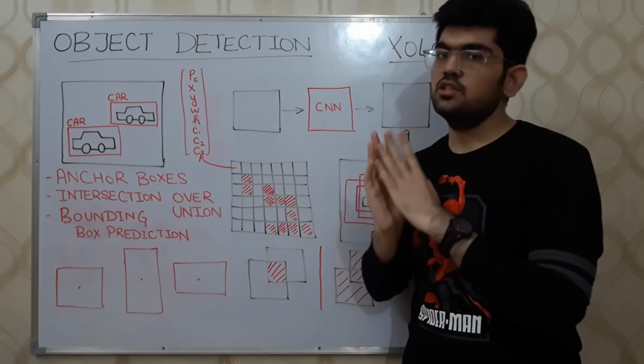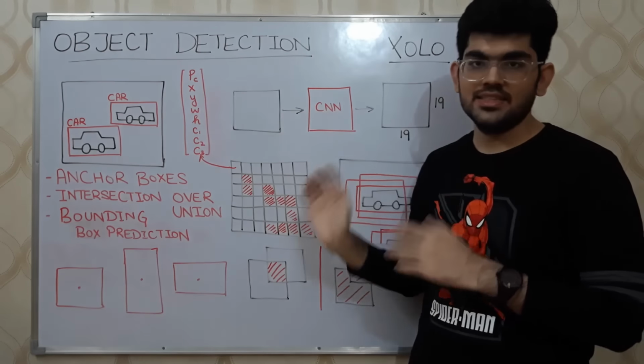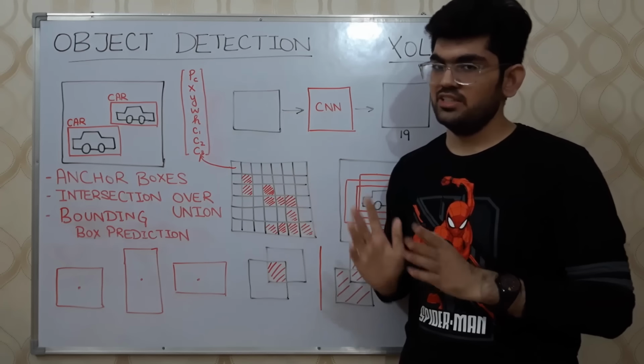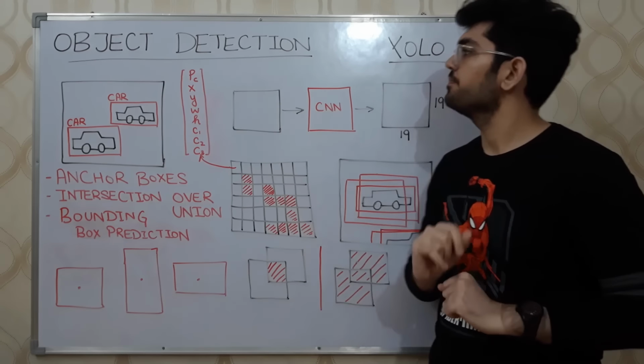If something interesting is not present in that cell, then the other values are just going to be undefined, or we are not going to consider them in the calculations as such. If we assume that PC is 1 and there is something interesting present in that cell, then X and Y are going to describe the position of the center of that object with respect to a given cell. So X and Y are going to tell, if we start from this upper left corner of this cell, how much we need to go right and how much we need to go down in order to reach the midpoint of that object. W and H describe the width and height again with respect to that cell.